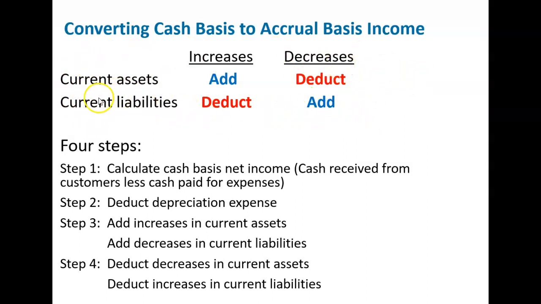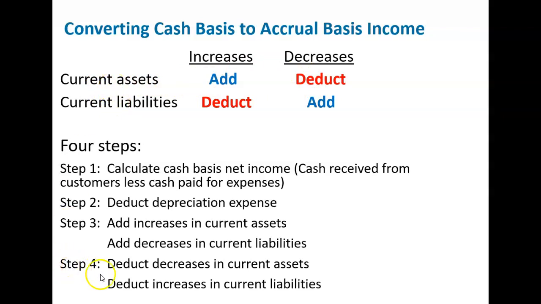So now that we know what the formula is, let's look at the 4 steps involved in converting the cash basis net income to the accrual basis net income. Step 1. Calculate your cash basis net income, and that's the cash received from customers less cash paid for expenses. Step 2, deduct depreciation expense. Step 3, you need to add some things to cash basis net income, and what you need to add is told to you right here. Add increases to your current asset accounts and add decreases to your current liability accounts.